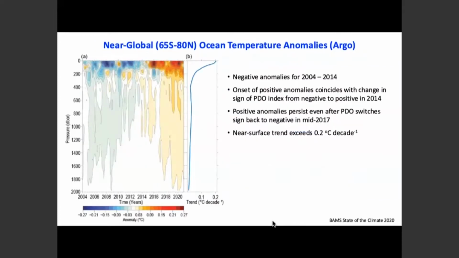And when you look at the Argo data, this is looking at 2004 onwards, you could see that the near surface temperatures have been predominantly negative, up to about this magical 2014 period. And then you had positive anomalies that coincided with this change in the PDO. But they've remained positive. It hasn't gone back, which is kind of interesting. Even though the PDO index went back to negative in 2017, it's still positive. The near surface trend is about 0.2 degrees per decade.